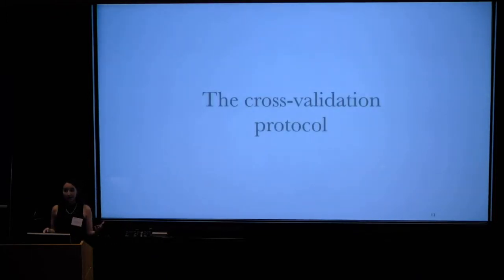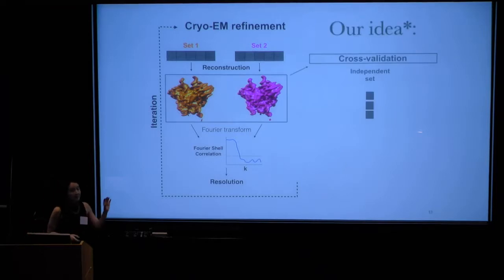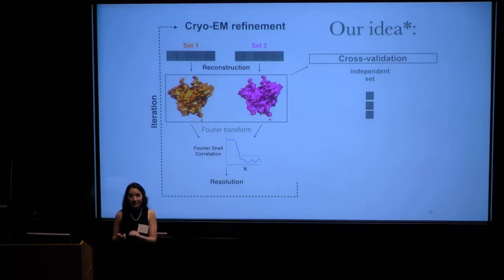So now I want to explain to you our protocol or idea. So we want to keep the gold standard refinement. So you have your two sets, and at each iteration process, they're completely independent. You have your two reconstructions, and you compare them, and you do all this normal refinement process. But at the same time, you have your control set of particles. And this is an independent set that is not used in the refinement process.